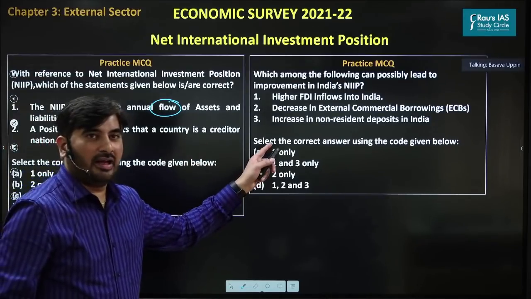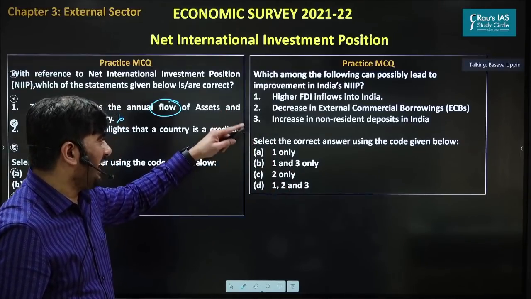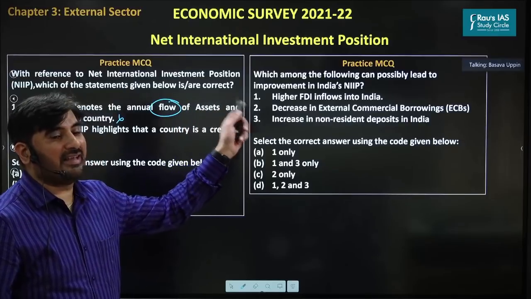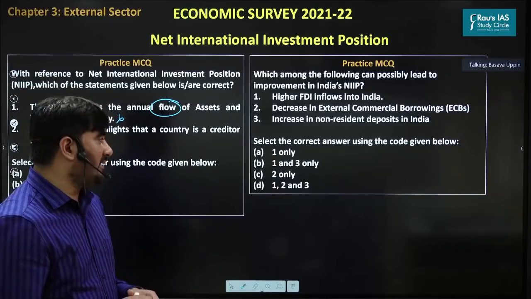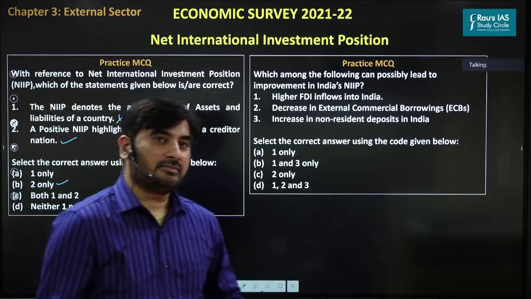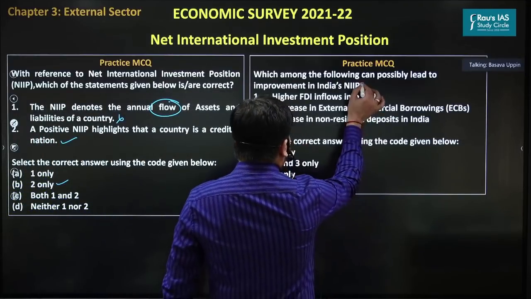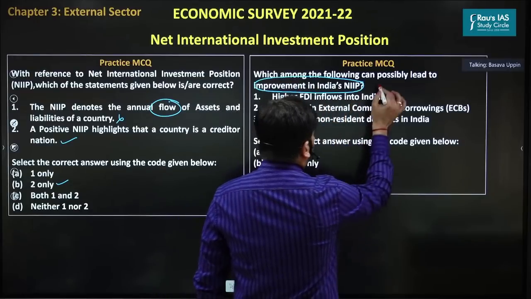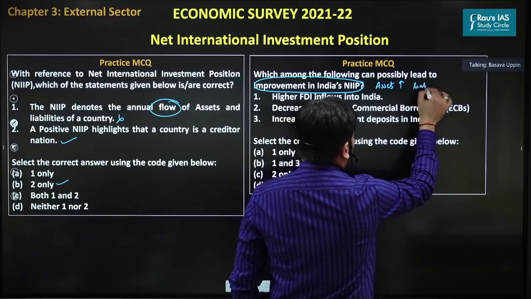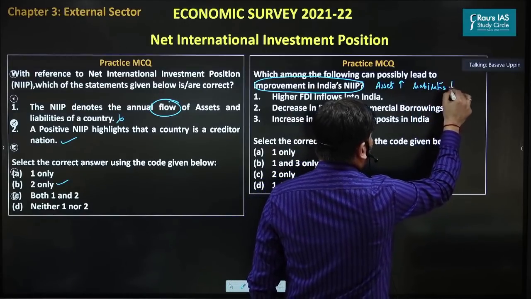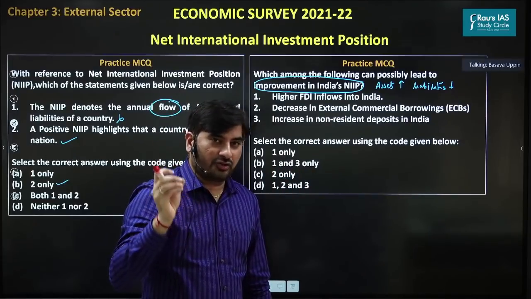Now look at this question and tell me the answer. What do you think is the answer to this? Which among the following can possibly lead to improvement in India's NIIP? What factors can lead to improvement in India's NIIP? Now, if India's NIIP has to improve, what should happen? Our assets should increase and our liabilities should reduce, right? I hope you are with me on this. My total external assets should increase and my liabilities should reduce.